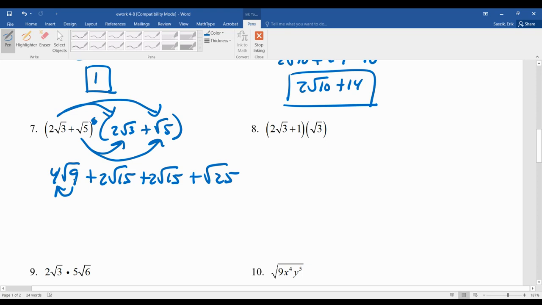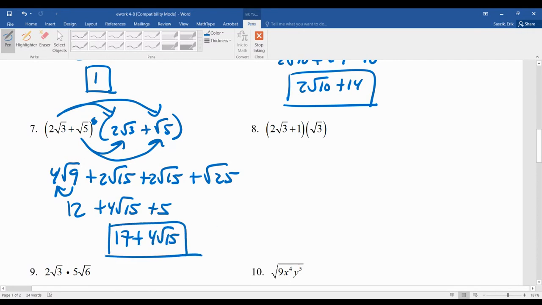Let me first, this comes out as 3, turns it into 12. I'm going to combine these like terms. This comes out as 5, and now we have like terms here on the end that can be combined, and I get a final answer of that.